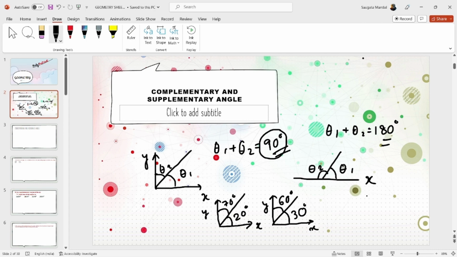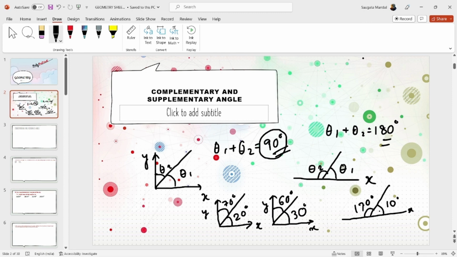On the other hand, for the supplementary case, for example, suppose this is an x-axis, a line that I can draw on the x-axis. Suppose this value is 10 degree. That means theta 1 is equal to 10 degree. And what is theta 2? What is the supplementary angle of this 10 degree? That must be 170 degree. Why? Why is it 170 degree?